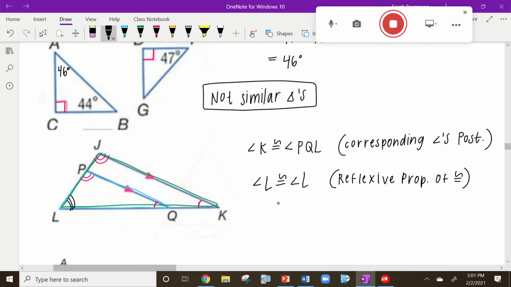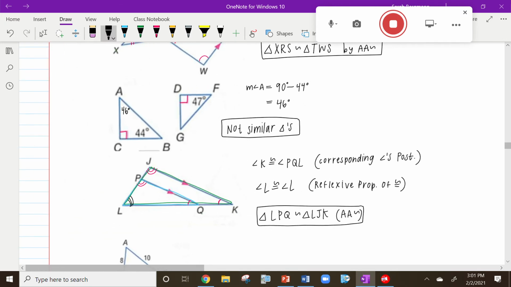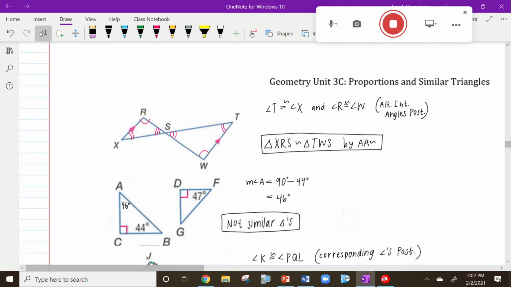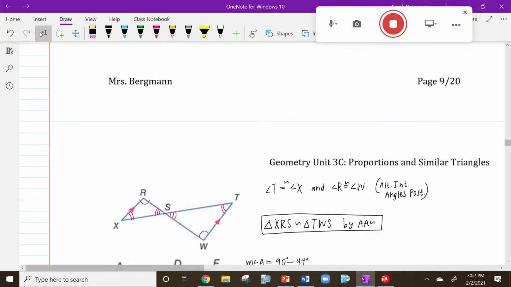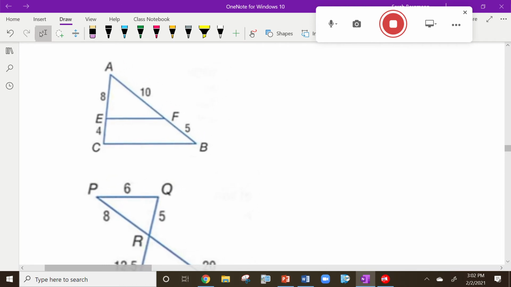And once you have two pairs of angles congruent, you can say the triangles are similar. So we'll say LPQ is similar to triangle LJK by the angle-angle similarity postulate. So what we're going for here is either two pairs of congruent angles, that's what we've done so far, or sometimes you will know things about the sides. So let me show you this one.